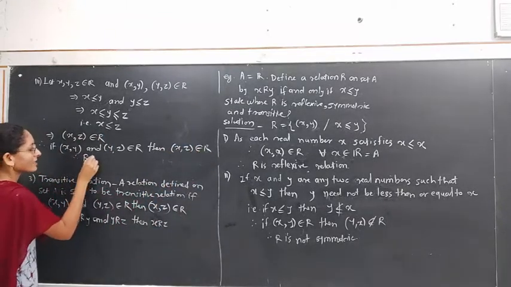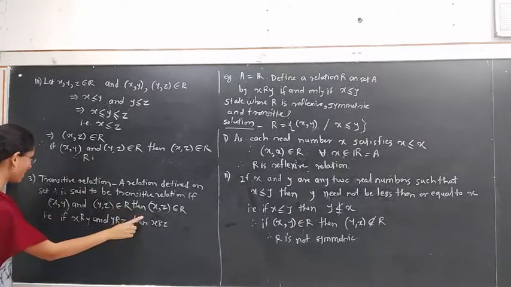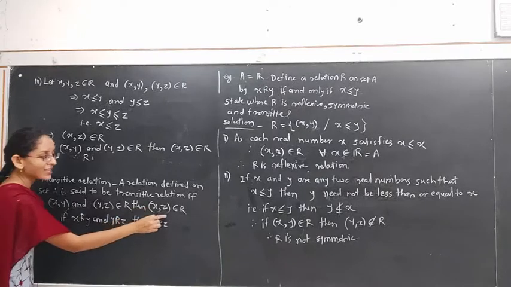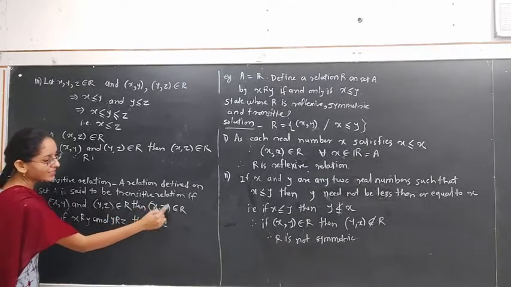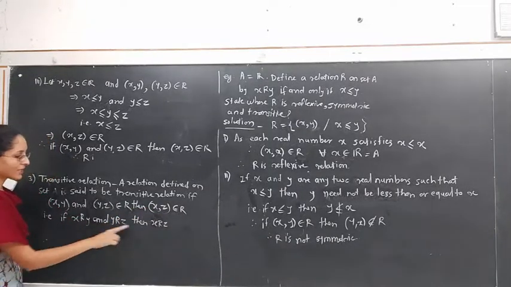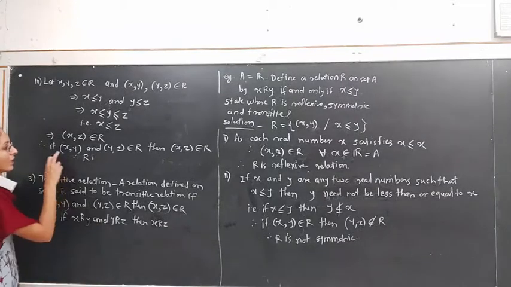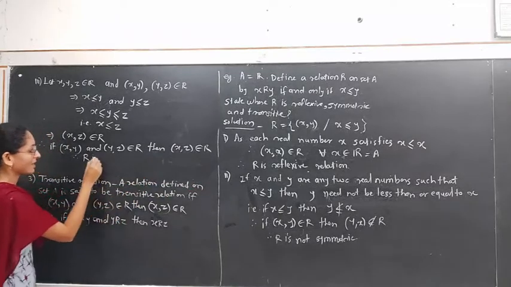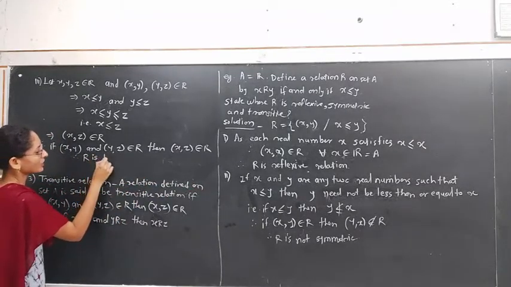Therefore, R is transitive by the definition of a transitive relation. If (x, y) and (y, z) belonging to R implies (x, z) belongs to R, then relation R is a transitive relation. Here (x, y) and (y, z) belonging to R implies (x, z) belongs to R. Therefore, R is a transitive relation.